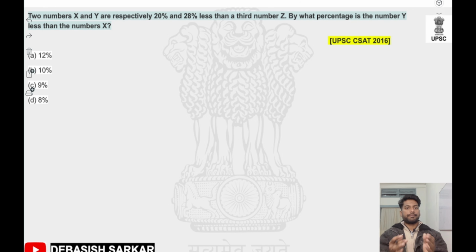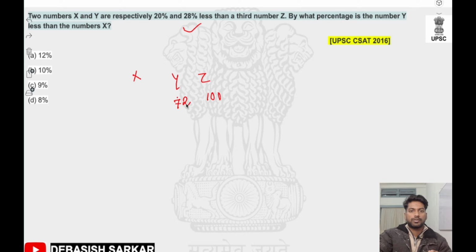Okay, two numbers x, y are respectively 20% and 28% less than the number z. So they go x, y, just a second, x, y and z. देखो, if we assume z as 100, y is 28% less. It means y is 72. Okay, and your third x is 20% less, so x will be 80. ऐसा हो सकता है, yes ना?